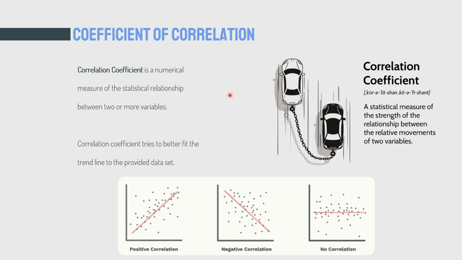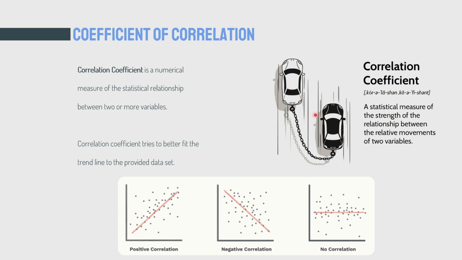Now we reach the golden topic of this chapter, the treasure of the statistics chapter, which I call the coefficient of correlation. Some people call it the correlation coefficient. What is it? It is a numerical measure of the statistical relationship between two or more variables. In other words, instead of studying x versus y, you know how x is differing from y.